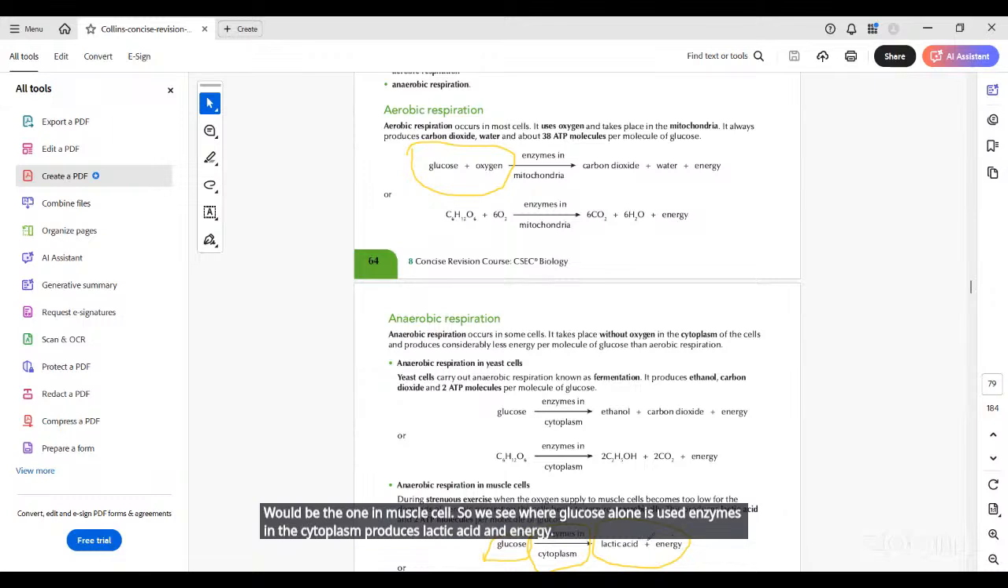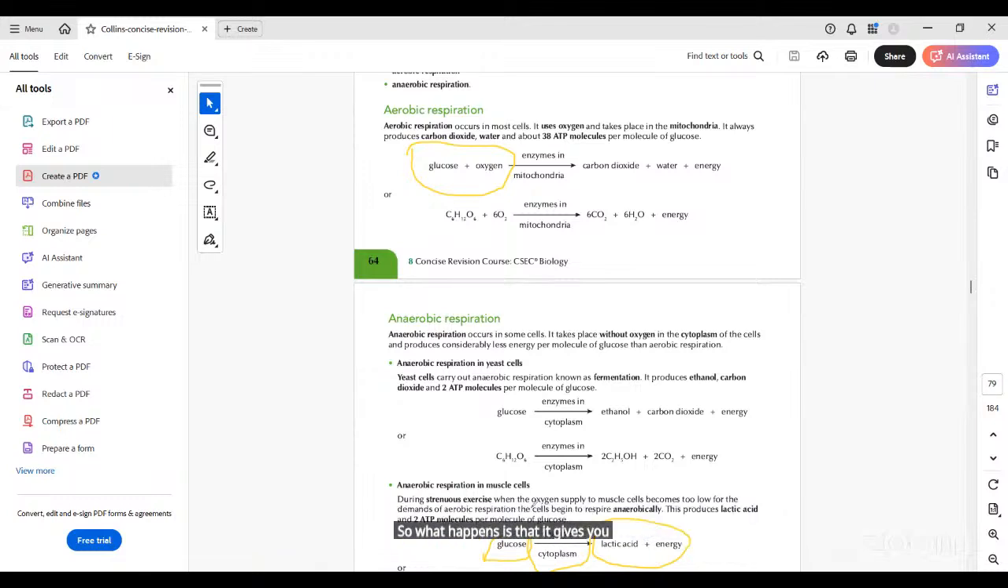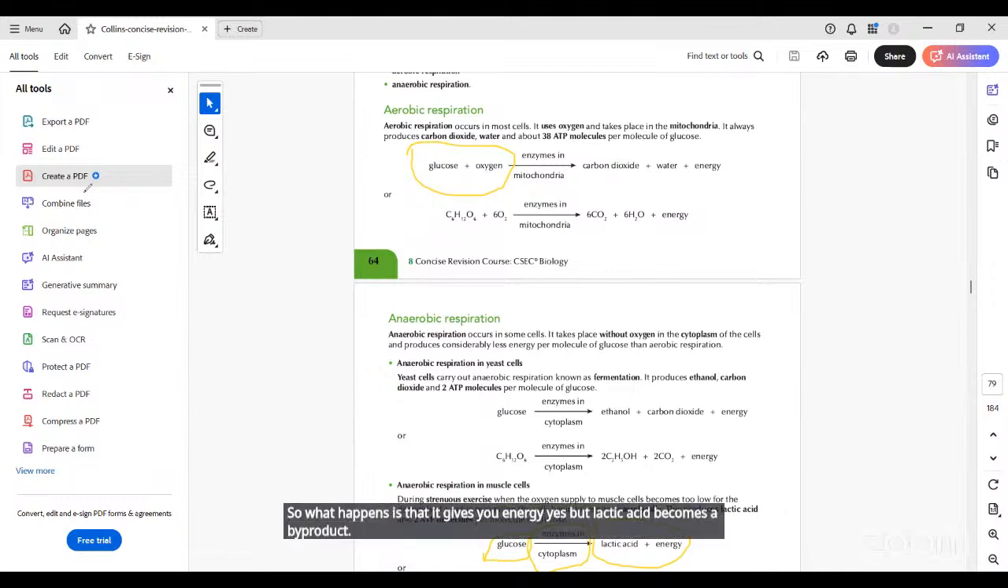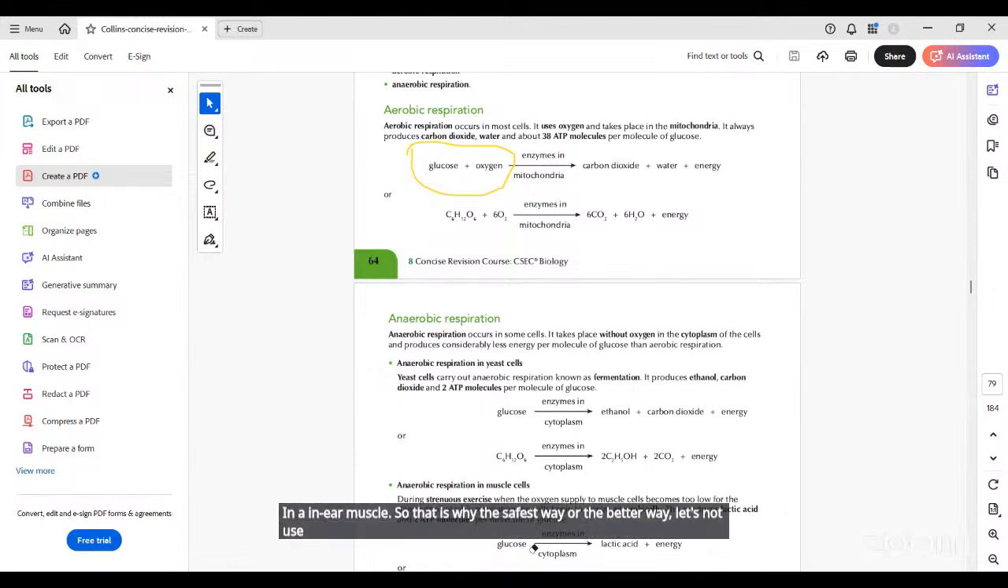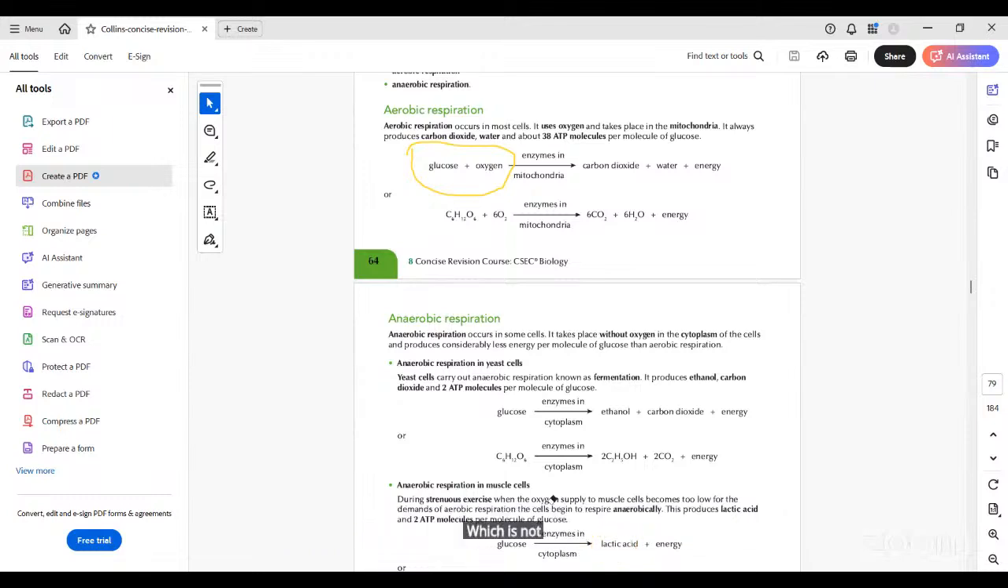So what happens is that it gives you energy, yes, but lactic acid becomes a byproduct. And lactic acid causes discomfort. It causes pain in your muscle. So the better way would be using aerobic respiration and not anaerobic respiration, because anaerobic gives you a byproduct of lactic acid, which is not usually good for the body.